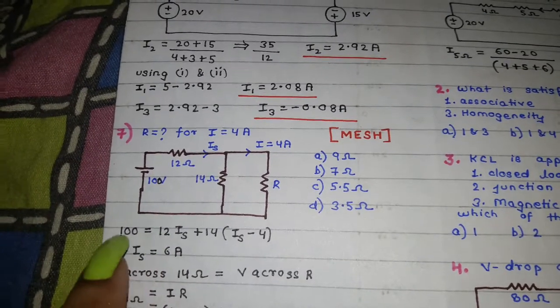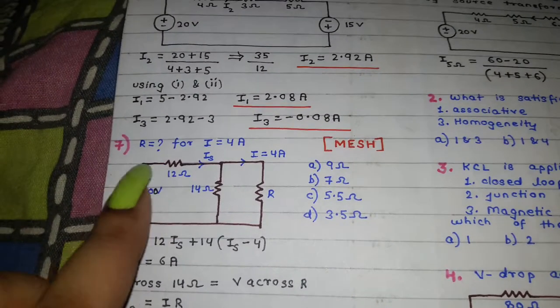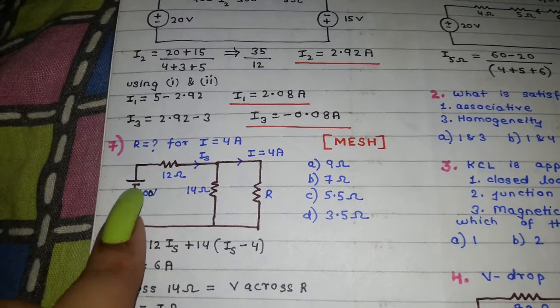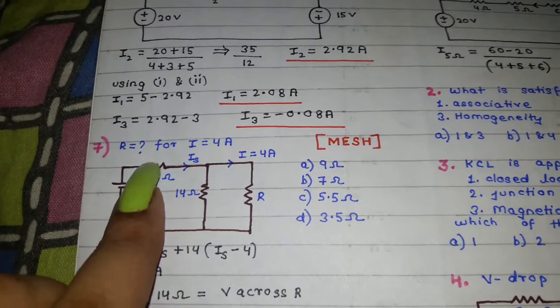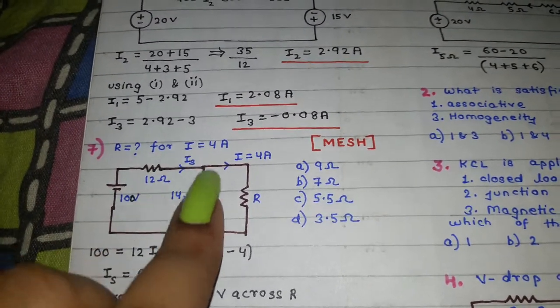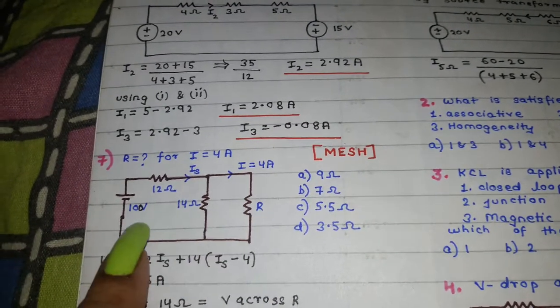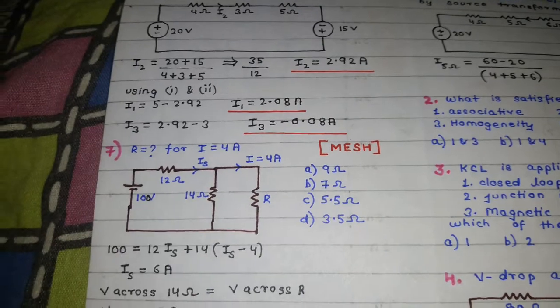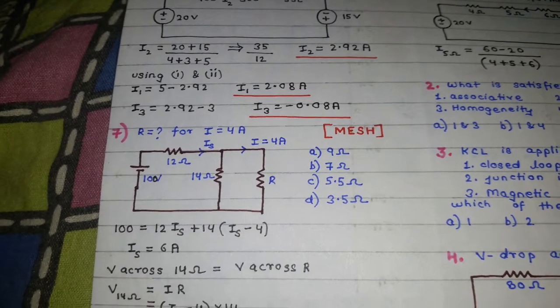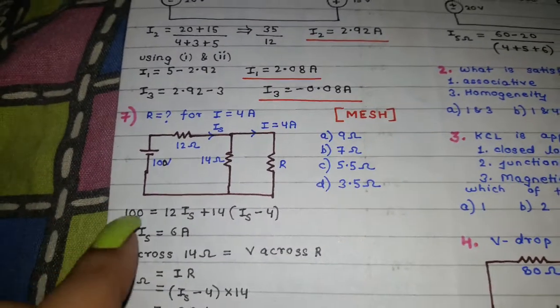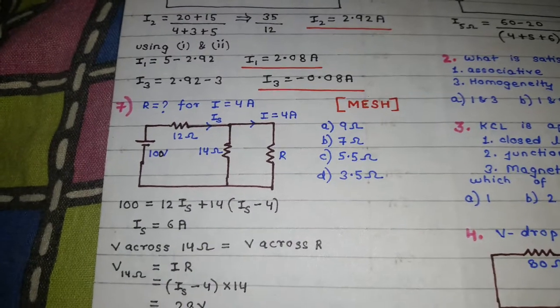So this voltage is actually giving rise to this current and this resistance, this current and this resistance, this current and this resistance. So what we are doing, we are applying KVL. In mesh analysis we do the KVL, in nodal analysis we do the KCL. So this is the mesh analysis.